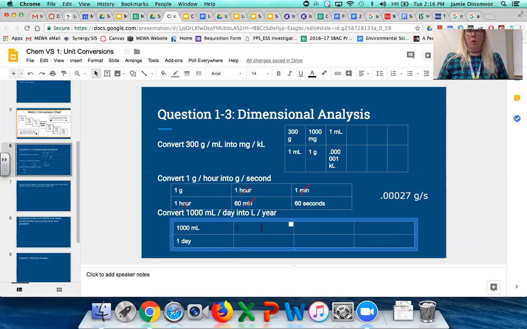So where do you guys want to start? What was the first conversion that you used here? Are we going to start with milliliters or days? Okay, Oliver says milliliters. Great. So then I want to know how many liters are in 1 milliliter. So how many liters are in 1 milliliter? Does anyone happen to know that conversion? I know it's kind of hard when you can't look at the metric conversion chart.